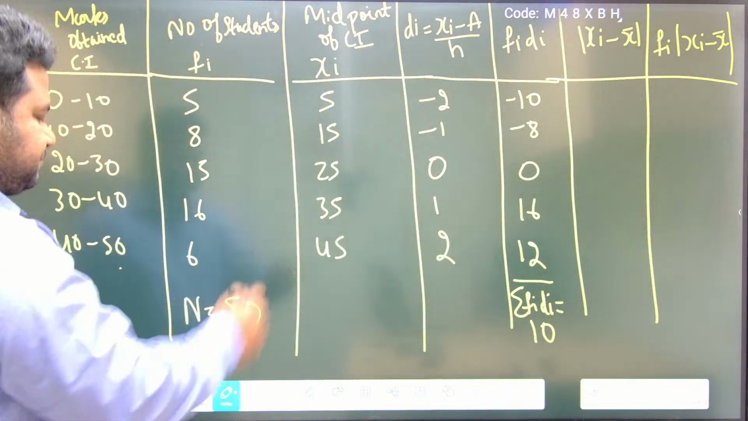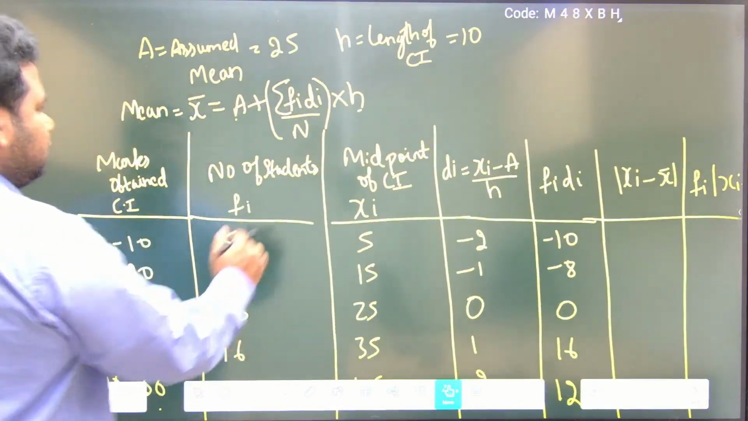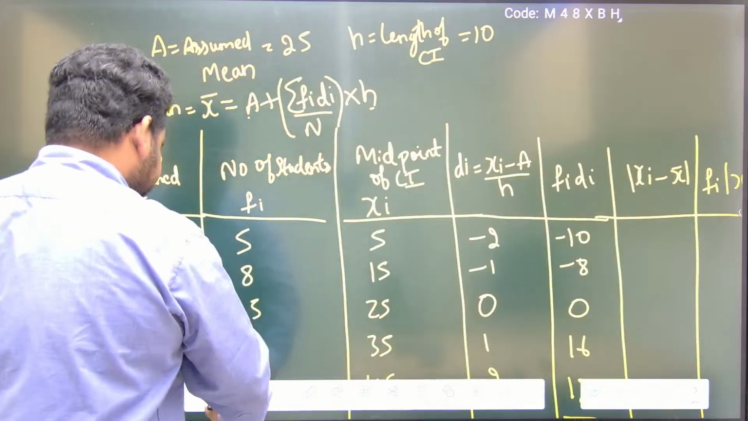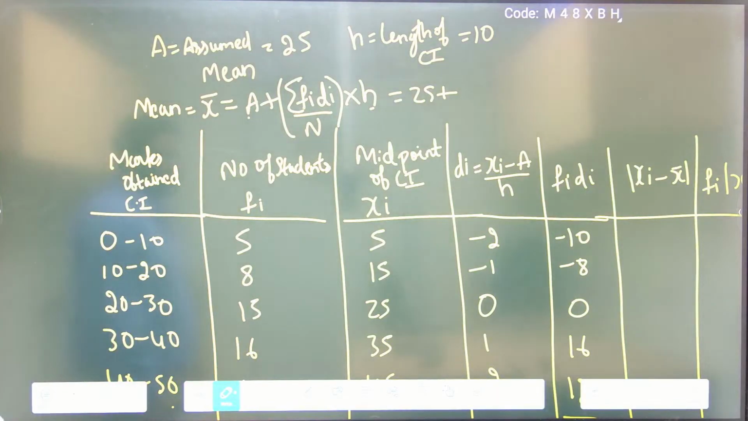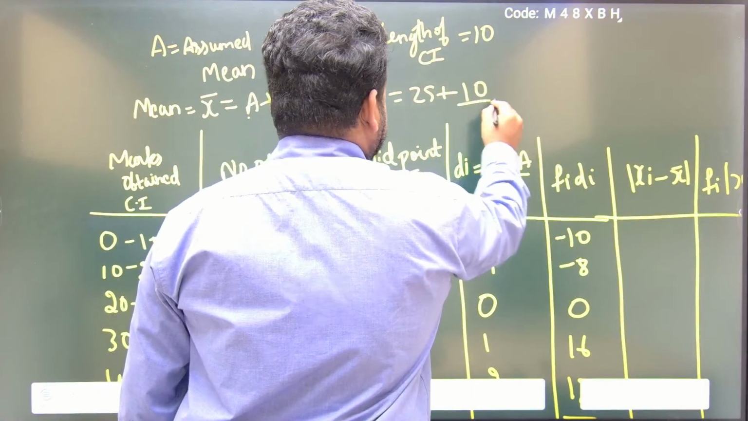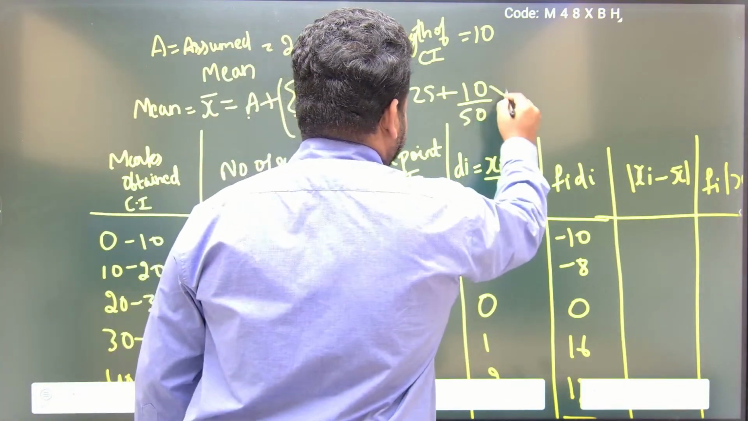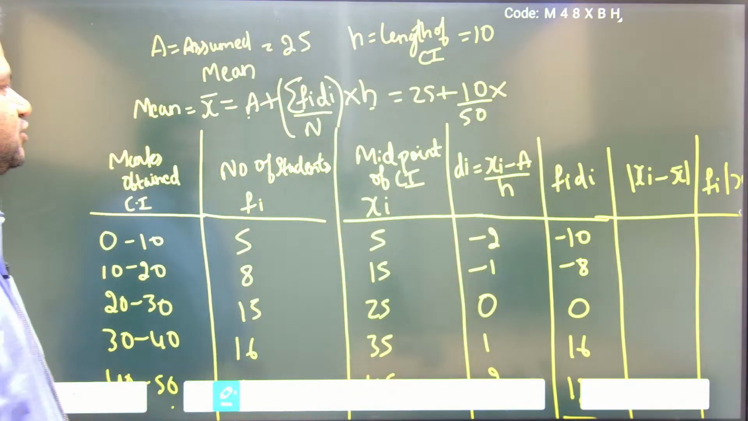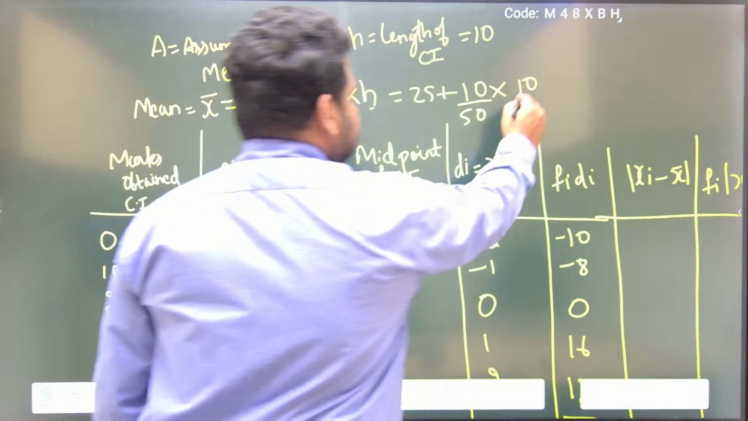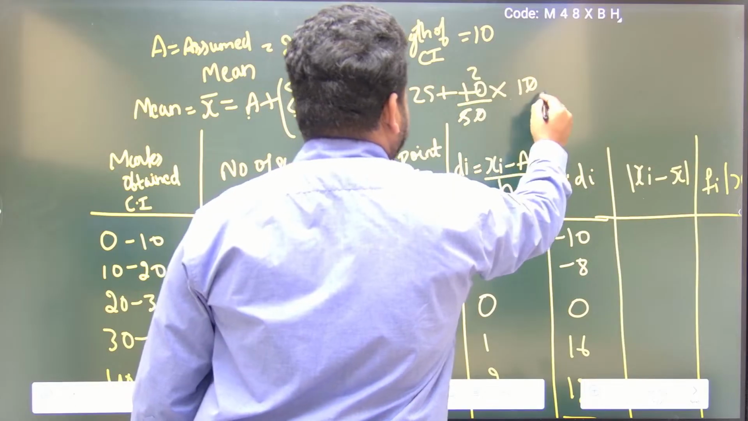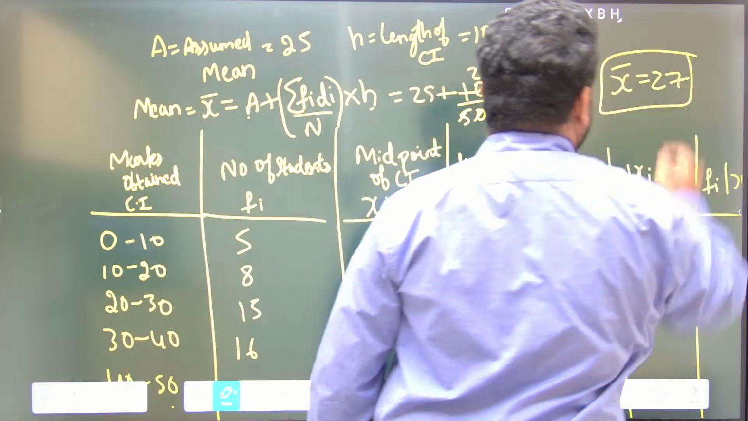So first we have to find X bar. Summation of Fi di I got. Look at this, friends. Assumed mean is 25, summation of Fi di we got as 10, and n is equal to 50. Step deviation, that is the length of the class interval, is 10. So the 0s cancel, 5 1s are 5, 5 2s are 10, and we get 27. X bar will be equal to 27.